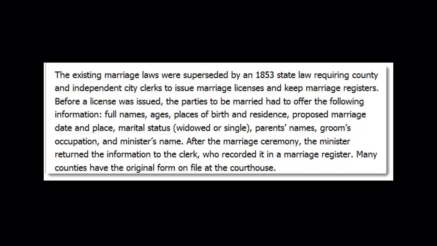I keep reading and find that by 1853, state law required county and independent city clerks to issue marriage licenses and keep marriage records. Also, they started keeping a lot more information. So you know that if you have an ancestor born 1853 or later, things are good. But my ancestor was born in 1842. But we know they kept some sort of records, so it's worth my time to go look for them.